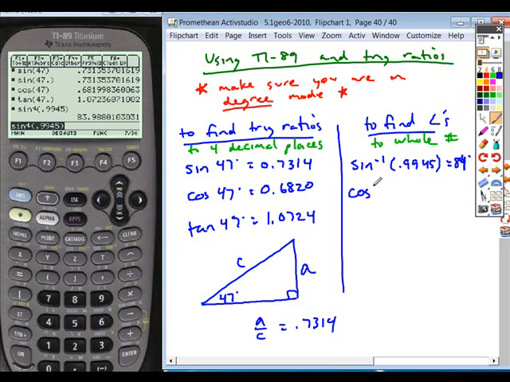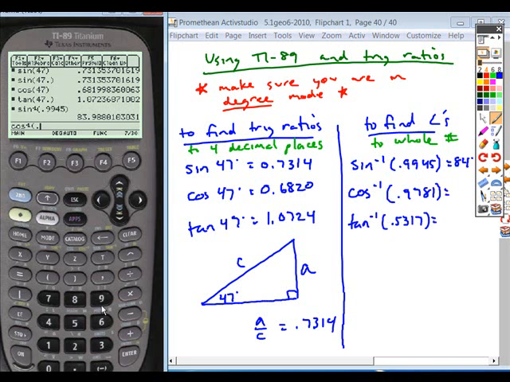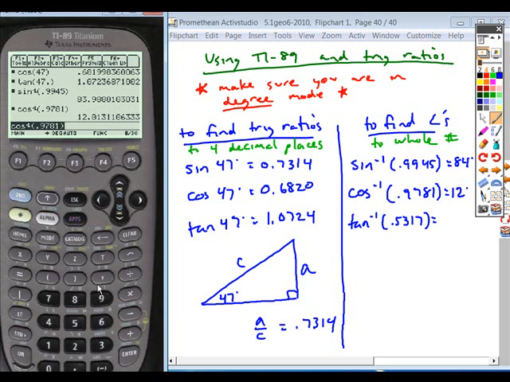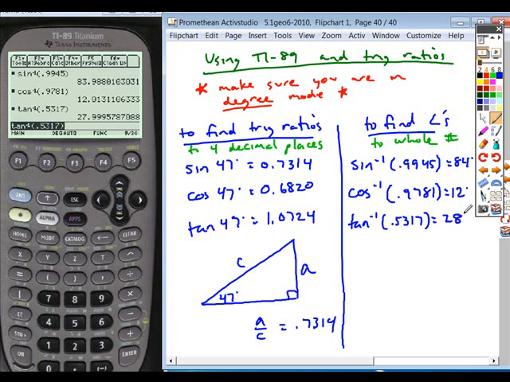Okay, I want you to see if you can evaluate the following as well. For inverse cosine, 0.9781. Hit enter. You get approximately 12 degrees. And then finally, if we hit the inverse tangent, so green diamond tangent of 0.5317, hit enter, we get an angle of approximately 28 degrees.